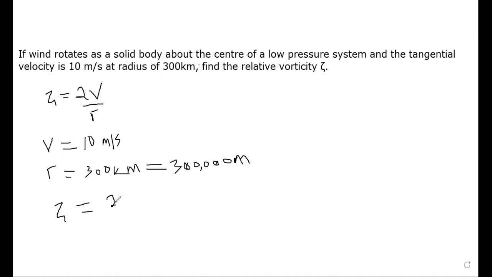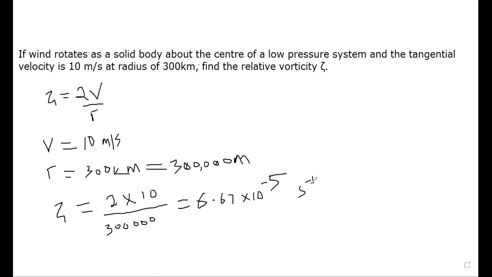we will have the vorticity equals 2 times the velocity, which is 10, divided by 300,000. Okay, so this would give us the value 6.67 after simplifying it, 6.67 times 10 to the power minus 5 per second. Okay, so that is how far we can go.